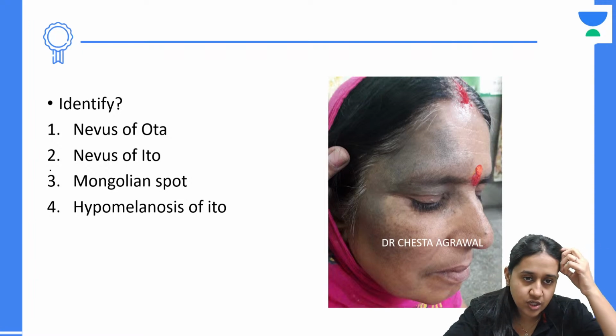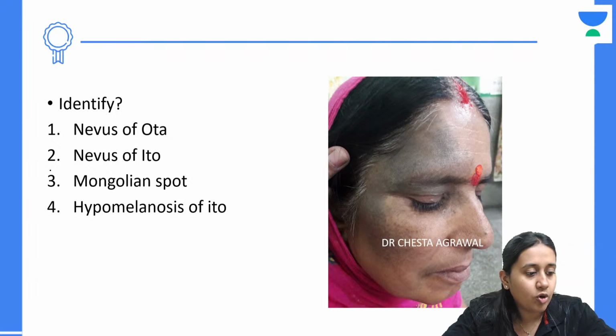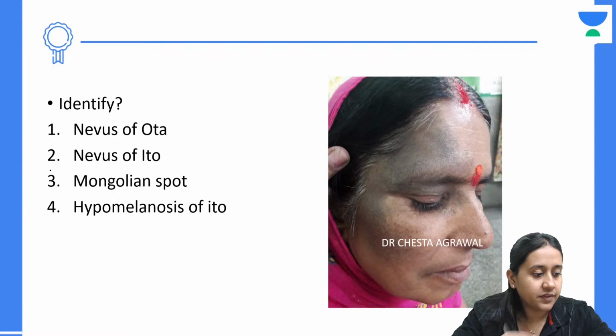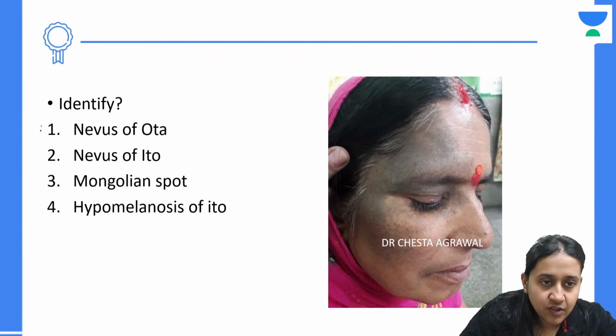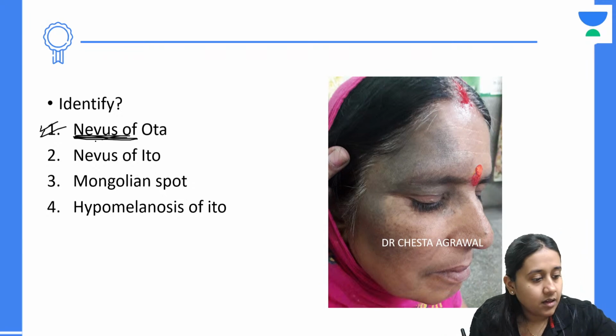What is the answer here? Nevus of Ota, nevus of Ito, Mongolian spot, or hypomelanosis of Ito. Identify this patient's condition. The answer to this question is nevus of Ito.